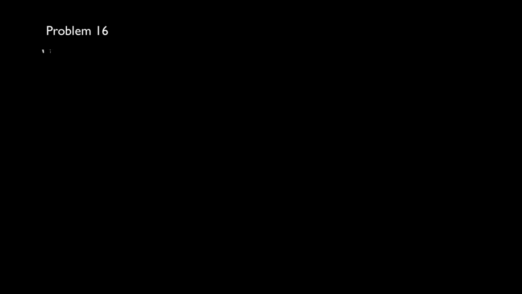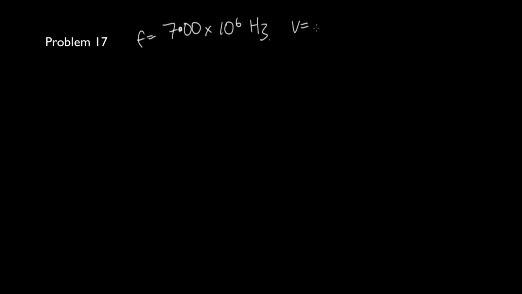Problem 17. So we're told that an ultrasound device uses a signal with a frequency of 7.00 megahertz. So that's 7.00 times 10 to the 6 hertz. This signal consists of sound waves with a velocity of 1,540 meters per second inside the human body. And part A, we're asked what is the wavelength of this signal inside the human body?